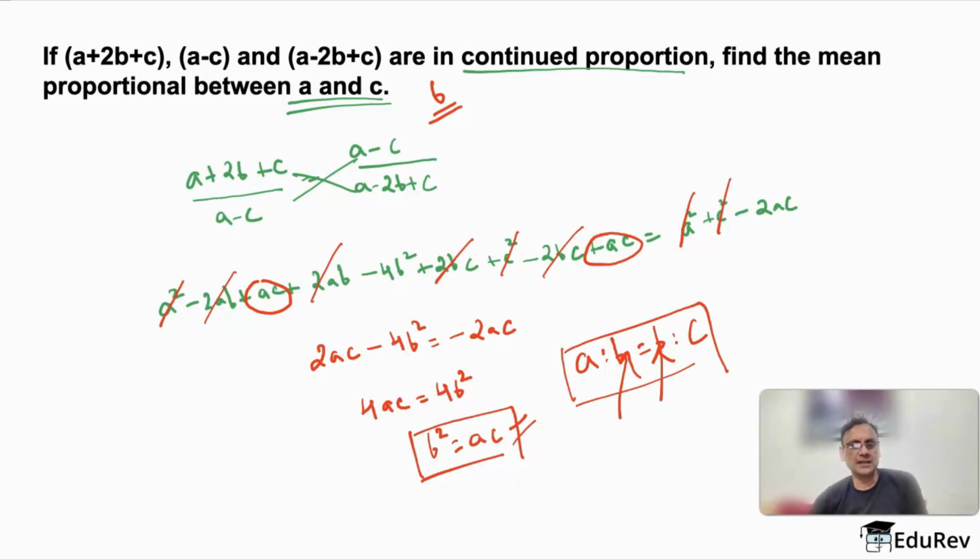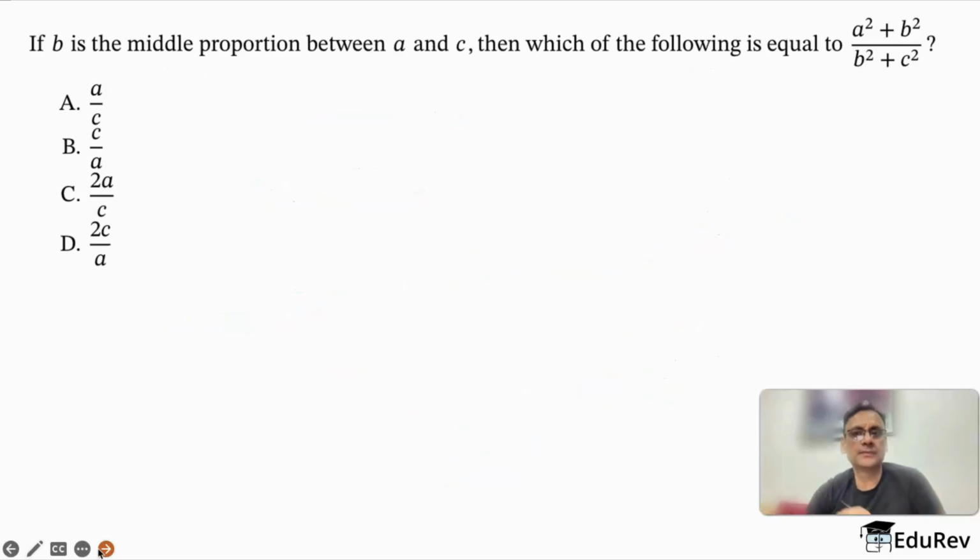Okay, so automatically it comes in this format. b square is equal to ac. That tells you that b is the mean proportional. Okay, so again, a classic example of continued proportion. Okay, let's look at one more.